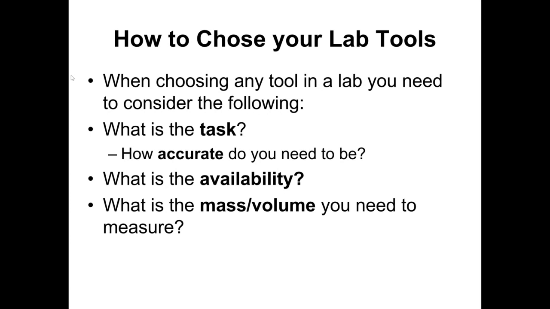Second important factor, obviously, is availability. If based on the task you have to choose the most accurate tool that you can get, but it's not available in the lab, then you have to settle for a second best choice. So availability, all labs are different. Availability affects your choice ultimately. And then obviously total mass and volume will dictate what is the best tool within those that you have available.